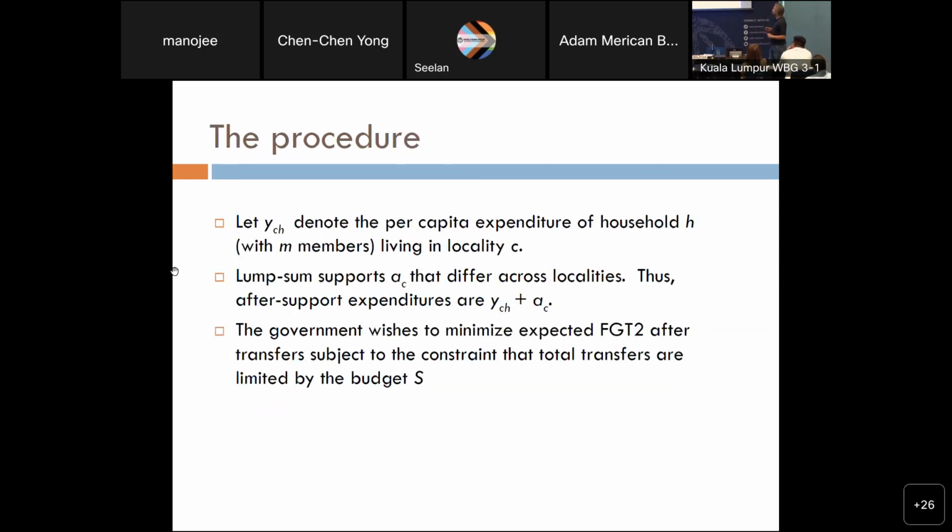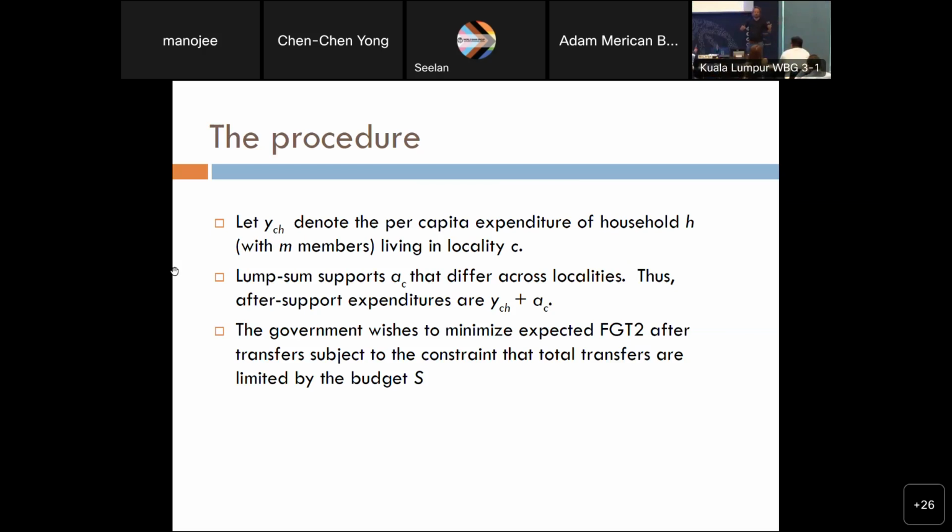So again, we have per capita consumption denoted by YCH. So household H living in area C is going to be given a transfer A, and we're going to evaluate after the transfer what level of poverty reduction that transfer has achieved. And that transfer AC, the granularity is going to vary, right? So if we only have a national estimate of poverty, A is not going to vary across geography. Everyone is going to get the same transfer.